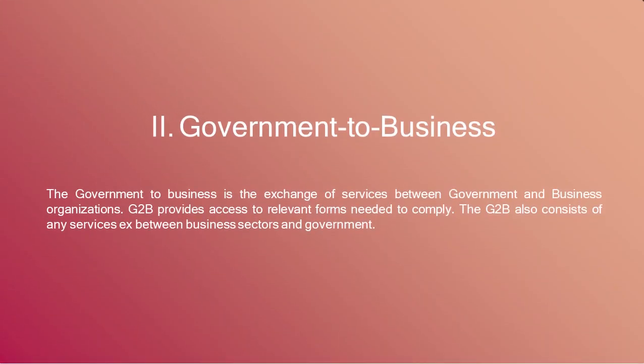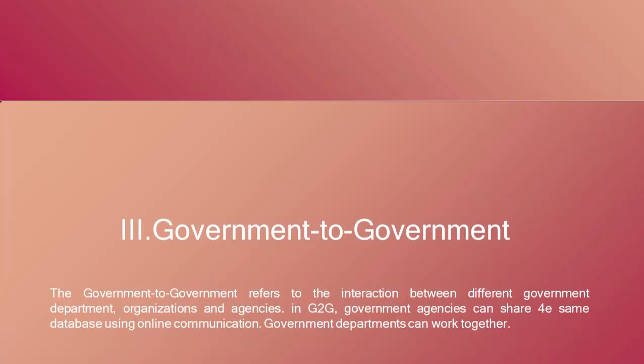Type 2: Government to Business. The government to business is the exchange of services between government and business organizations. G2B provides access to relevant forms needed to comply. The G2B also consists of any services between business sectors and the government.